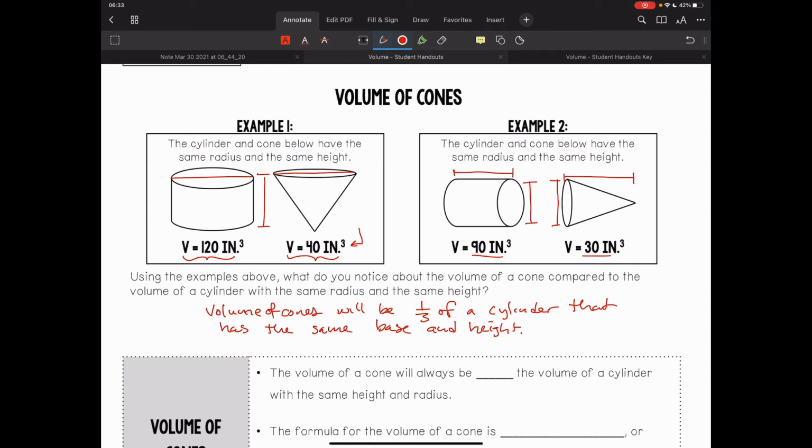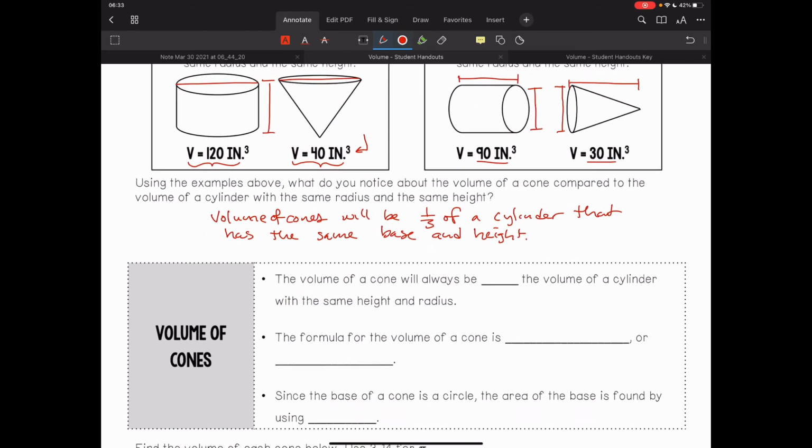How is that helpful for us? Well, it's helpful in the sense that we can use the volume formula for a cylinder, but then take 1/3 of it to find the volume of the cone. So we're going to adapt our formula to show that, and we'll do that right now.